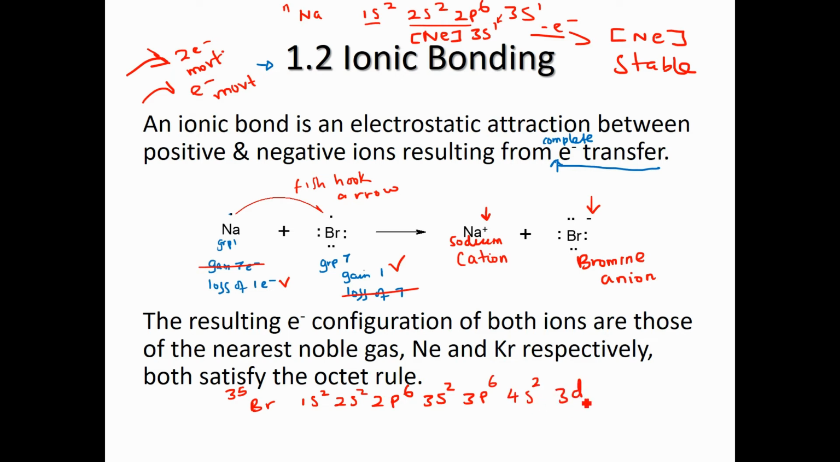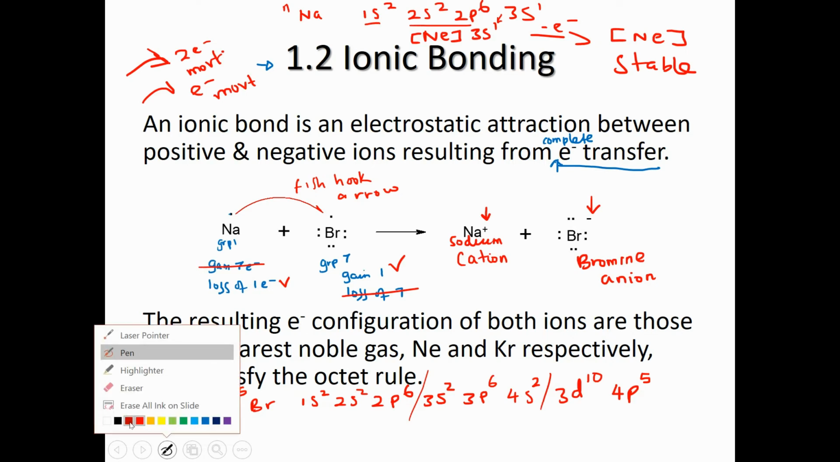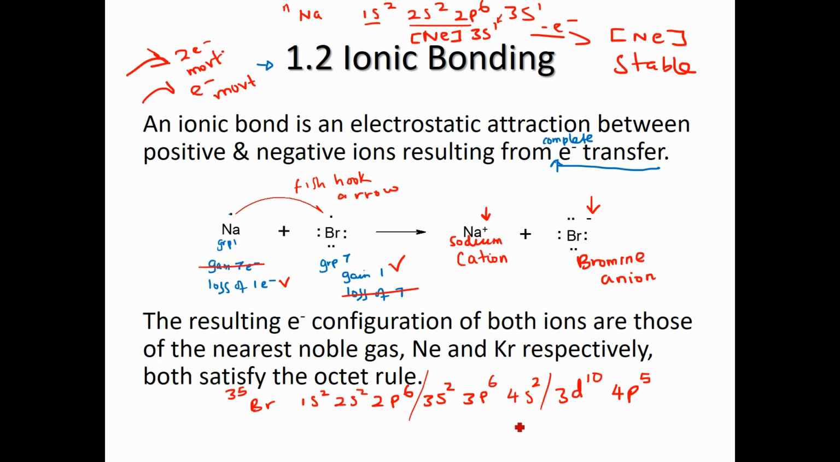4s before 3d. But let's see, I have 10 to this point. So the 3d can get 10, and then I can write 4p: 10, 20, 30, 40, 4p5. Okay. So the question is, who is your outermost shell?